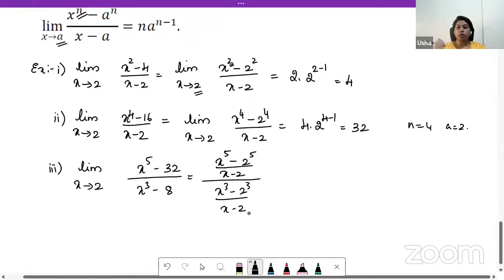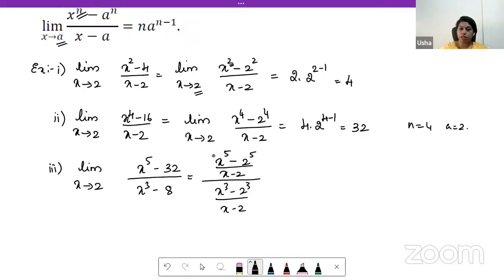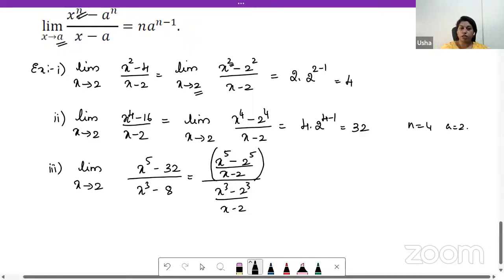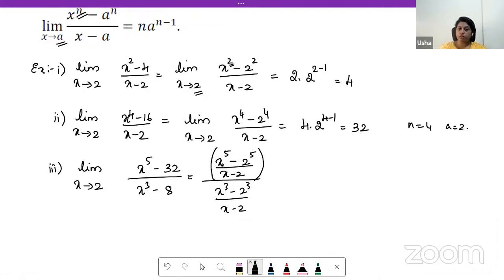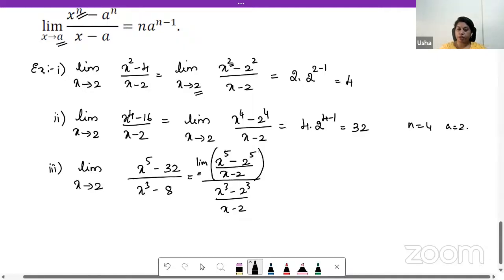So what are we doing here? Dividing both numerator and denominator by x minus 2. Why is this necessary? To apply the formula, we need to have this format. x power n minus a power n divided by x minus a. Now see, we have that format. x power 5 minus 2 power 5 divided by x minus 2. Right? Now it is like two different problems. Now for the numerator, n is 5 and a is 2. And for denominator, n is 3 and a is 2. Now we will apply the formula for numerator and denominator separately.